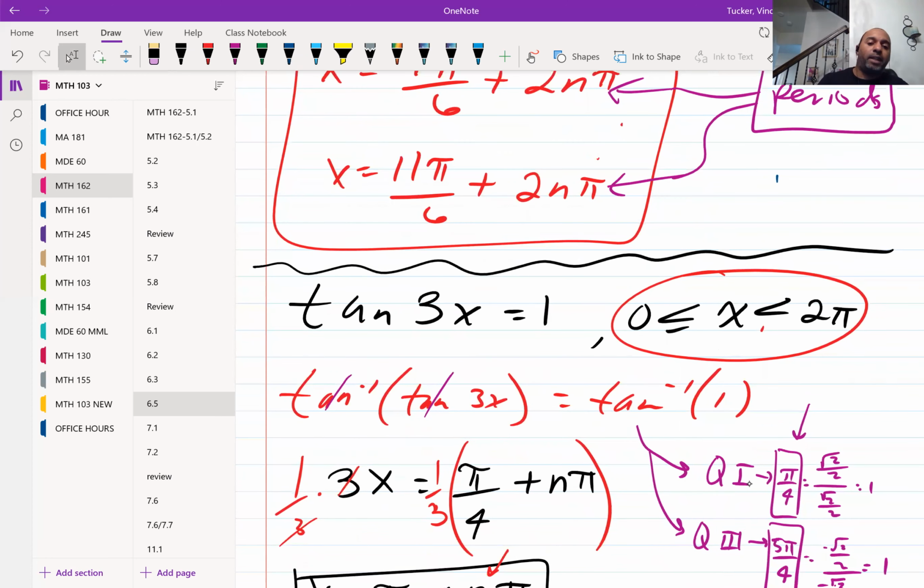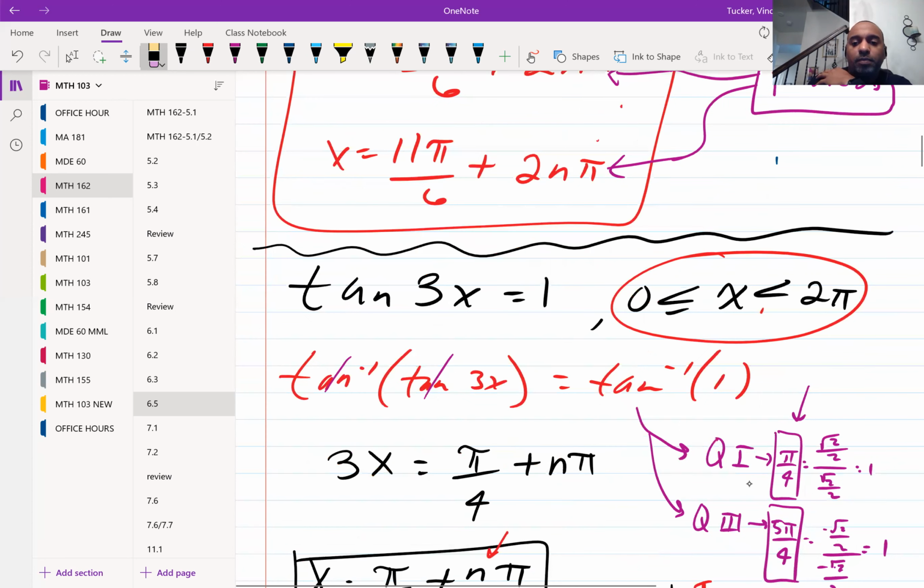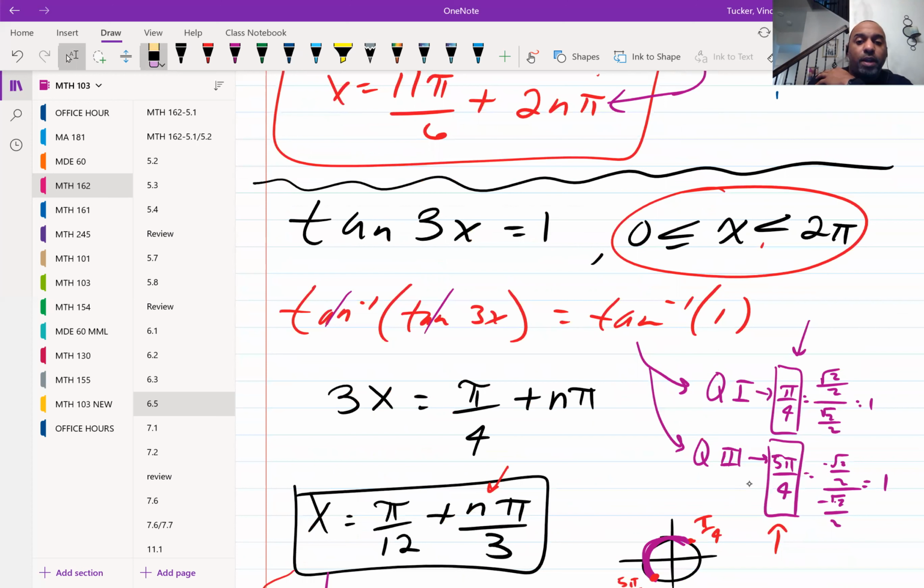So apply tan inverse to both sides. And so tan cancels on the left, leaving us with just 3x. And so we have 3x equal to pi over 4 plus n pi. And I was doing this initially because I wasn't considering the fact that we have 0 to 2 pi. I can leave it because at the end it will give us our options. So no, let's leave it. So I'm good to go.